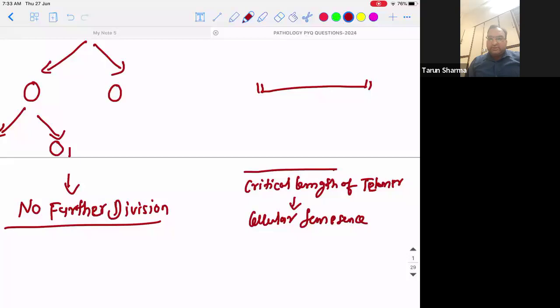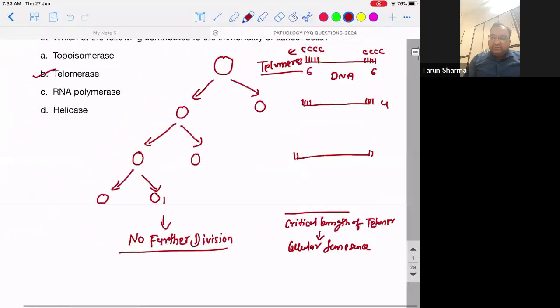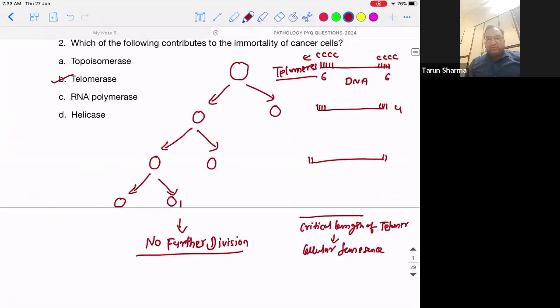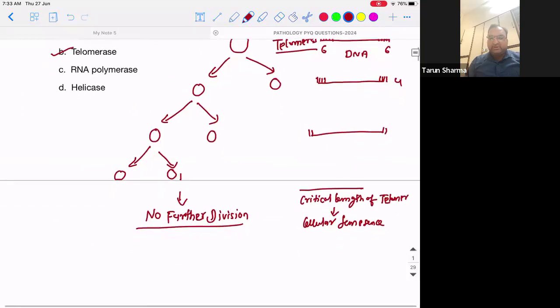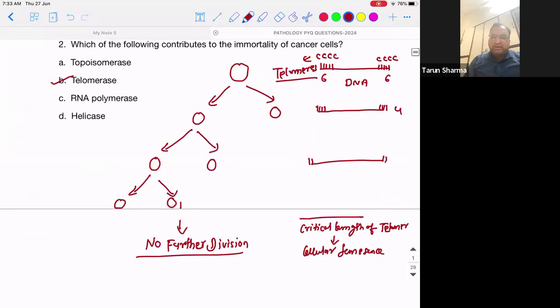Senescence, or aging, will be seen in a normal individual or normal cells, but not in the malignant cells. So why is there this discrepancy? Why are the telomeres of cancer cells not getting shortened? Because they have one very important enzyme called telomerase.